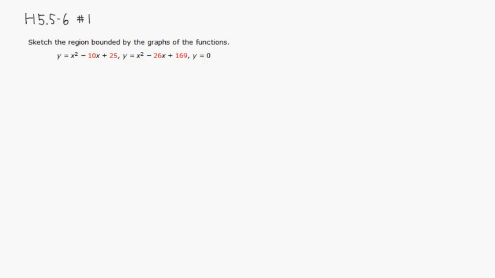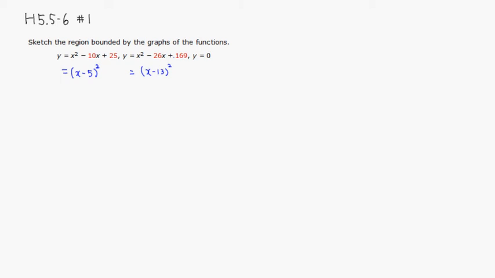First thing I would do is just rewrite it. This is designed pretty nicely. This is just the (x minus 5) quantity squared. We can factor these out, and this one right here is (x minus 13) squared.